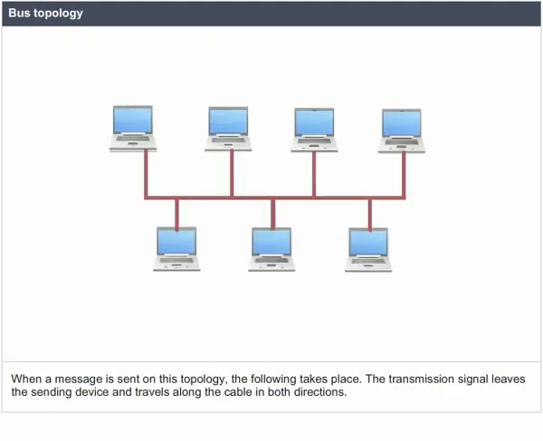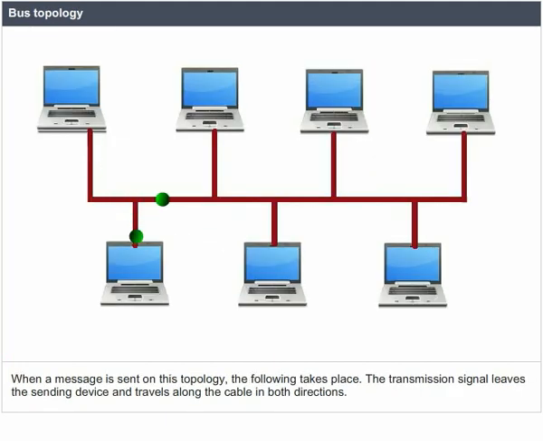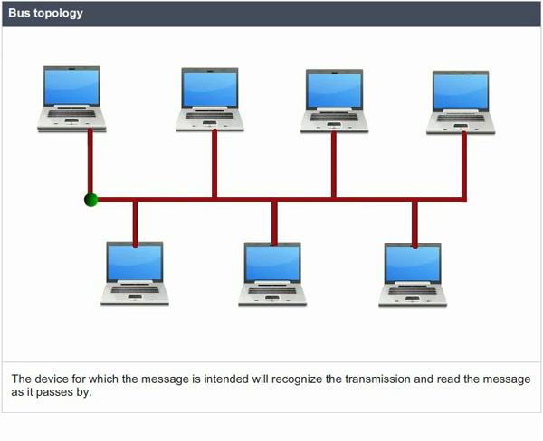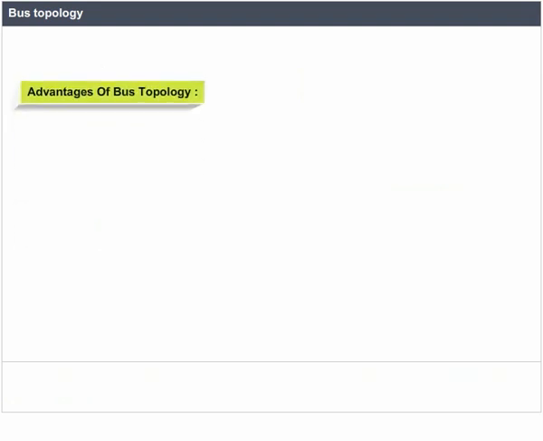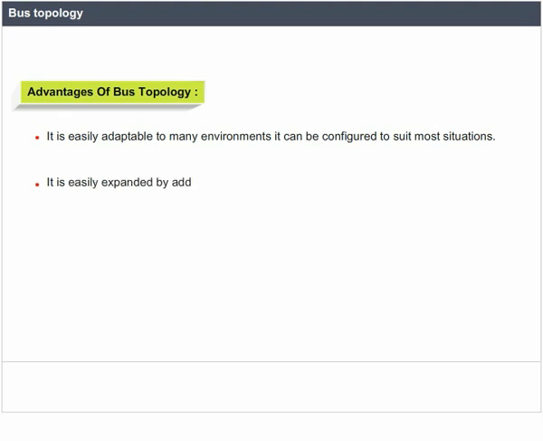Bus topology. When a message is sent on this topology, the following takes place. The transmission signal leaves the sending device and travels along the cable in both directions. The device for which the message is intended will recognize the transmission and read the message as it passes by. Advantages of bus topology: it is easily adaptable to many environments. It can be configured to suit most situations. It is easily expanded by adding devices at any point along the cable.